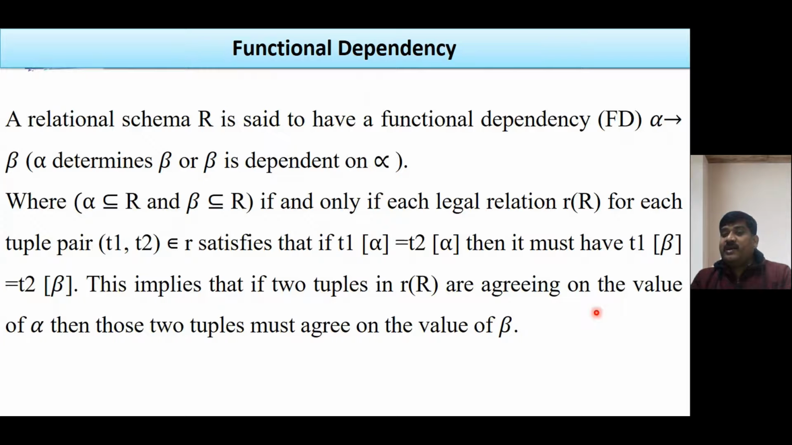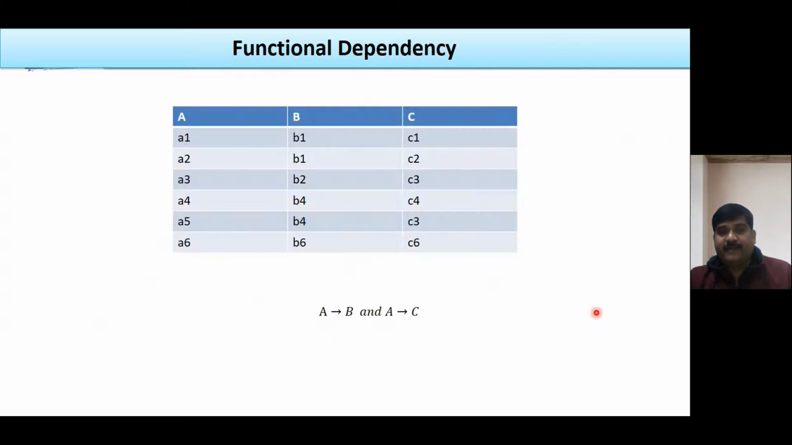If two tuples agree on their alpha value, they must agree on their beta value. This is the constraint on R. Then only we can say that alpha determines beta.